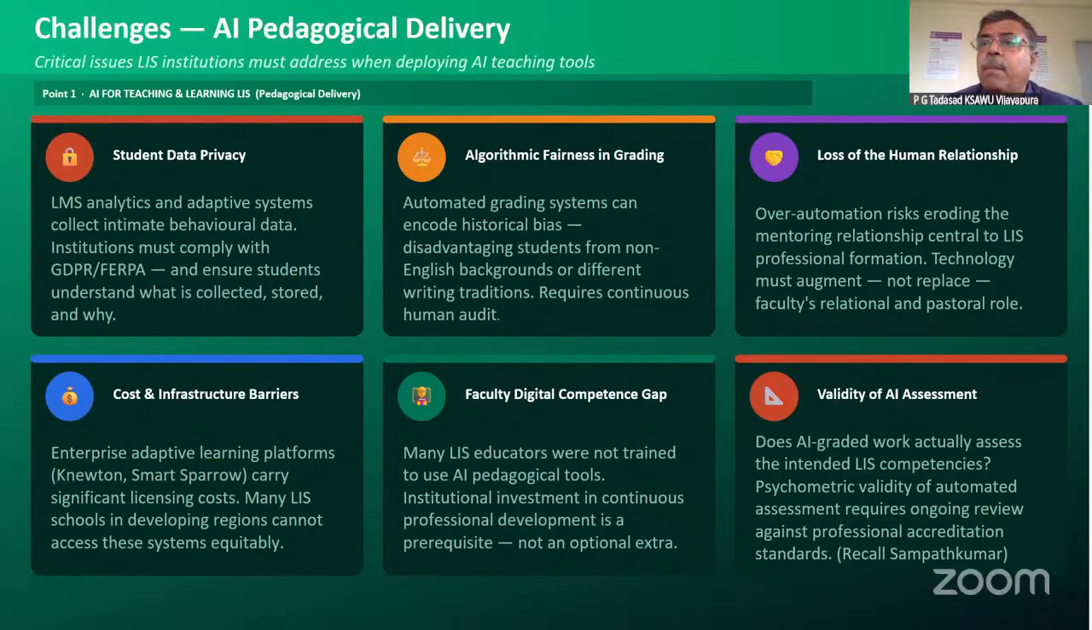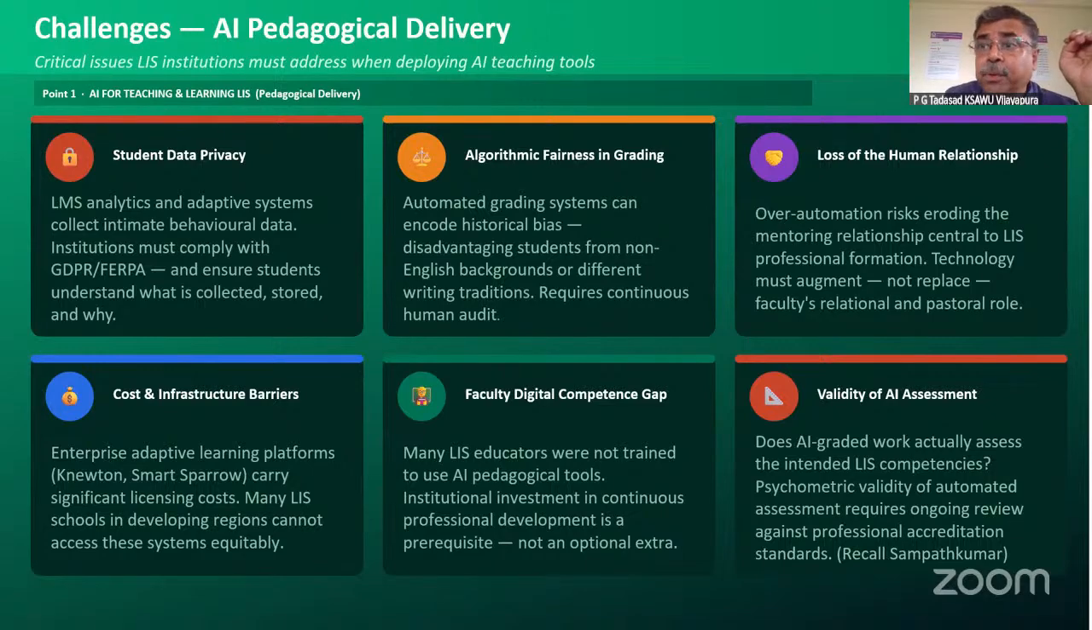The faculty digital competency gap. This is what I highlighted in the beginning. Faculty digital competency does not apply only to the library science teachers. The librarians and the other working people, we are concerned with them, hence the blame is on the teachers that they are not digitally capable. You take any subject for that matter, the existing teachers lack this digital competency. Their digital competency should be lifted. Many LIS educators were not trained to use AI pedagogical tools.